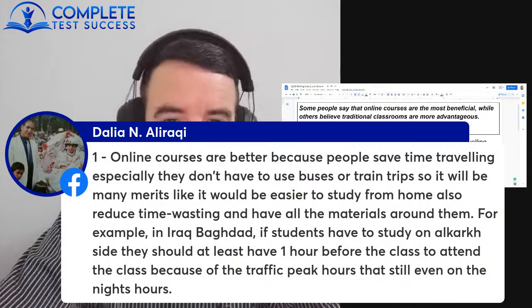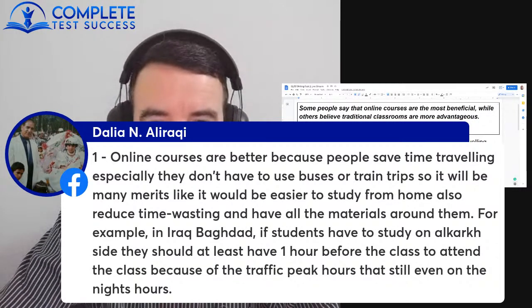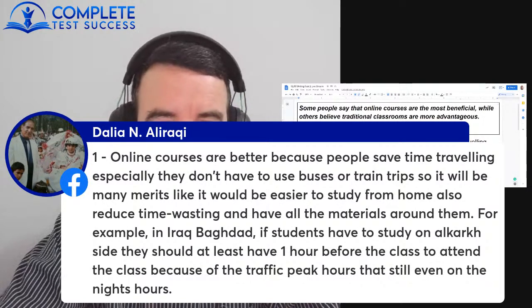Dalia, online courses are better because people save time traveling, especially they don't have to use buses or train trips. So there are many merits, like it would be easier to study from home, also reduce time wasting and have all the materials around them. So too much repetition here.